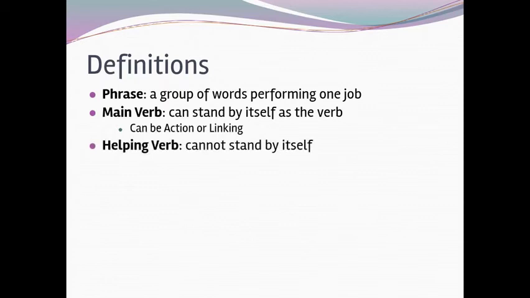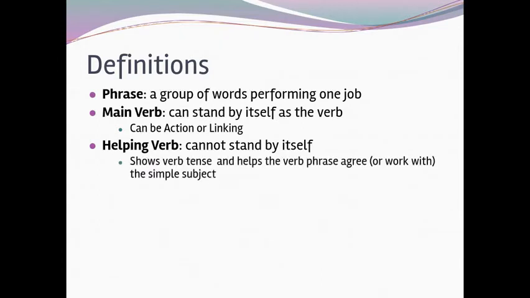The helping verb. There are other terms for it, but we'll use helping verb. I think it's the one that makes the most sense to most people. A helping verb cannot stand by itself. If it does, it's not a helping verb. It has to help something else. It doesn't help an adjective. It doesn't help a noun. It helps a main verb. So it has to be a verb in front of another verb.